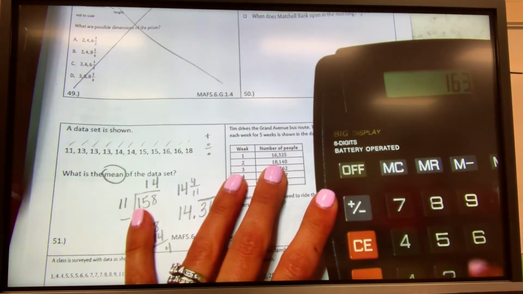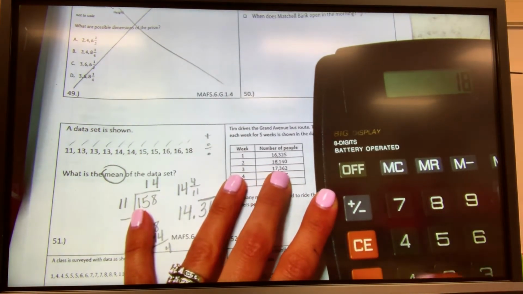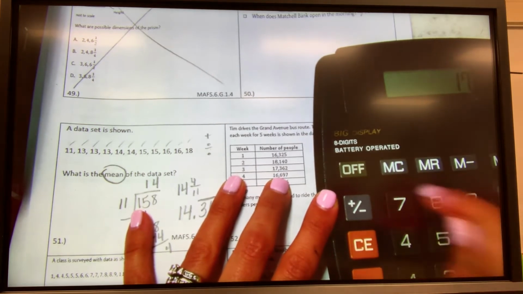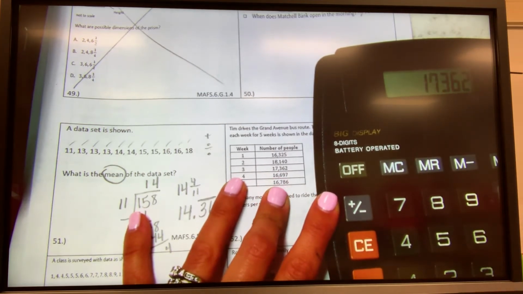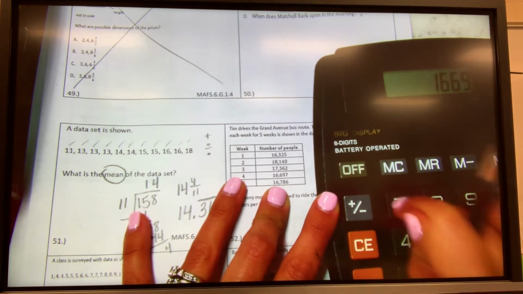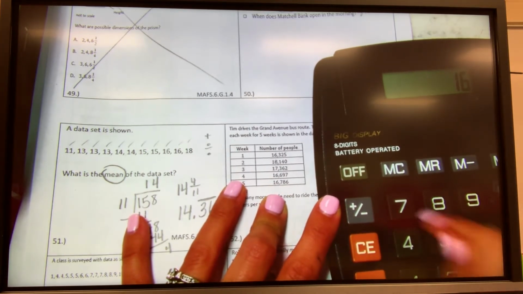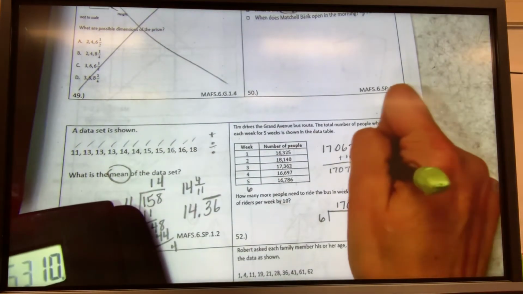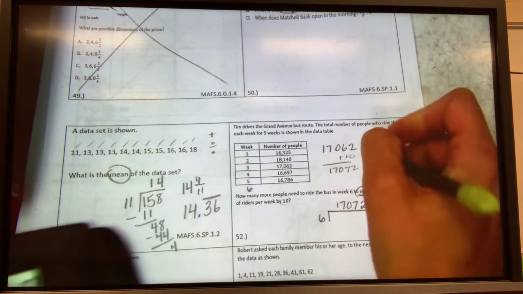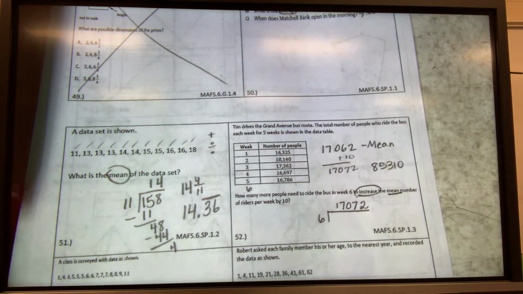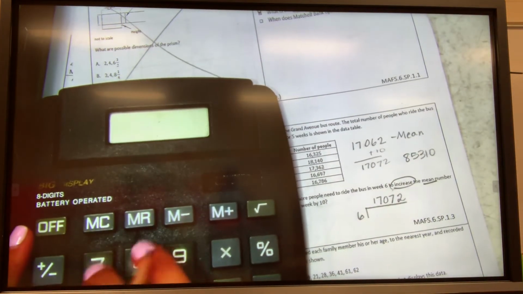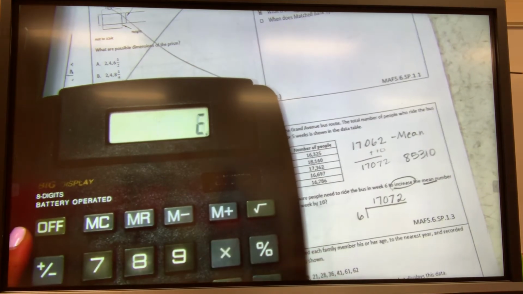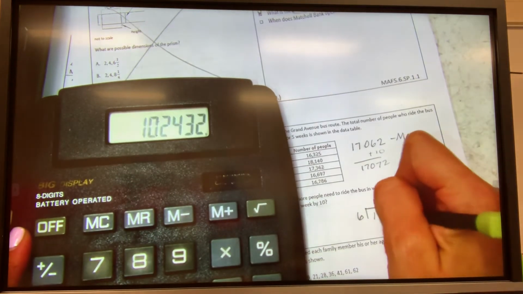So 16,325 plus 18,140 plus 17,362 plus 16,697 plus 16,786 equals 85,310. Okay, that's when we add them up. So I'm going to take this 17,072 times 6. That's going to give me this.